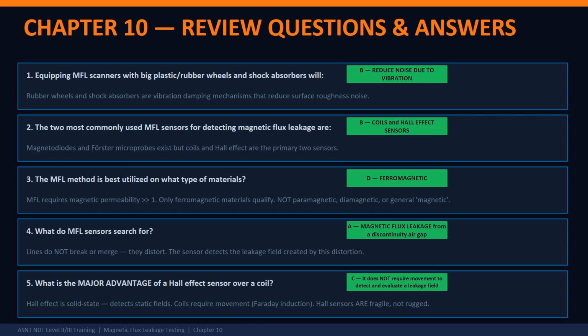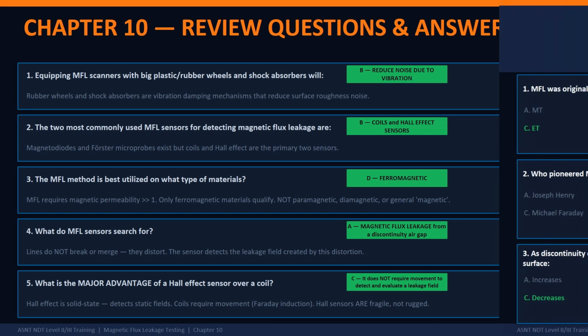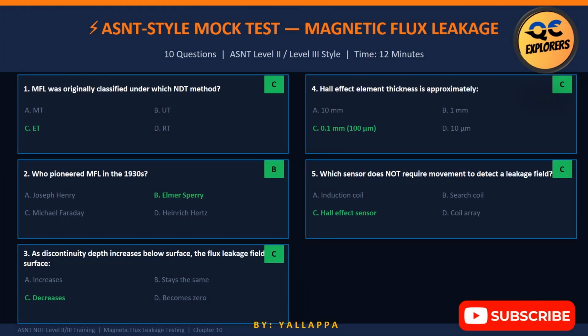Many candidates wrongly choose more rugged. Wrong. Hall sensors are fragile. Extremely fragile. Remember the thickness. 100 micrometers. Now let's simulate exam pressure. You have 12 minutes in the real mock test. Let's walk through key logic.